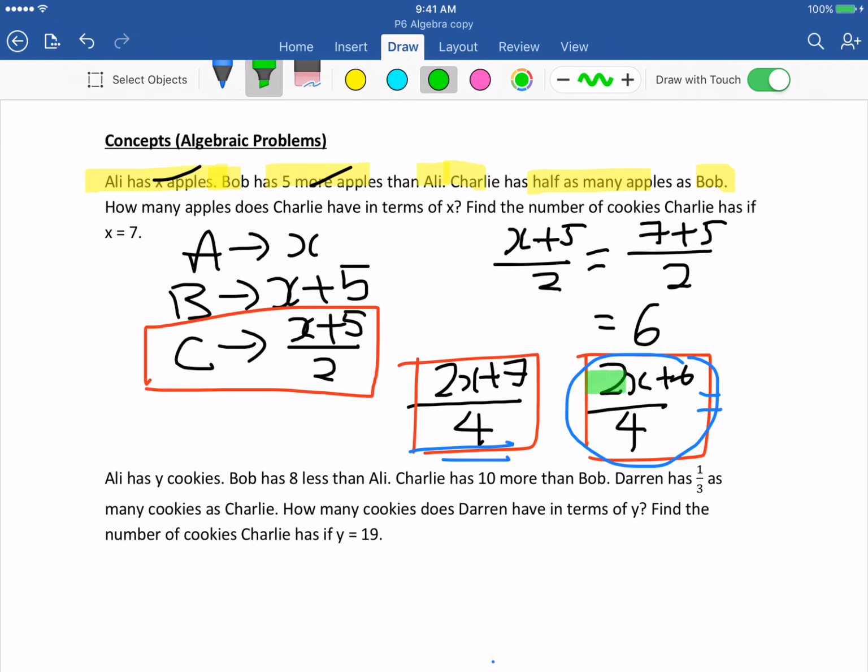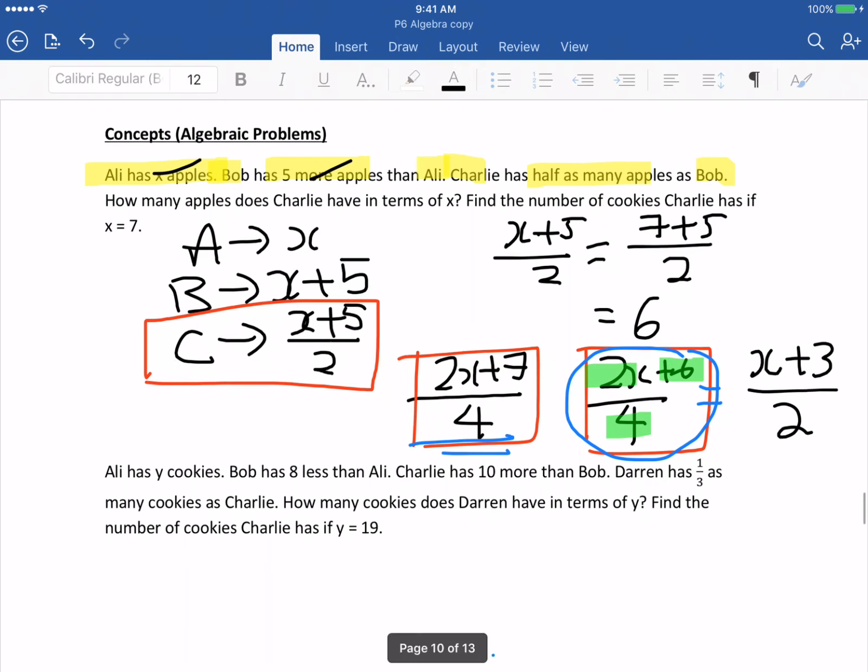For this, what's the final answer? Because between 2X, 6 and 4, all still have common factors of 2. So we can divide everything by 2. So it will give you X plus 3 over 2. That's the answer for this. Okay, it's a bit tricky when you do fractions.